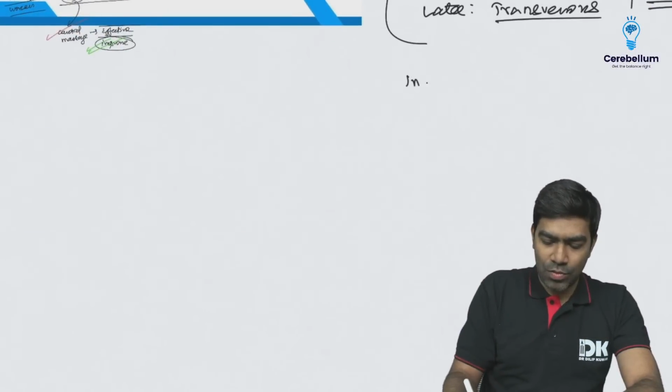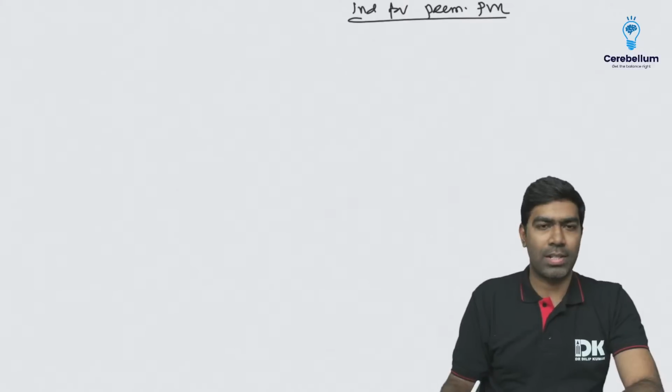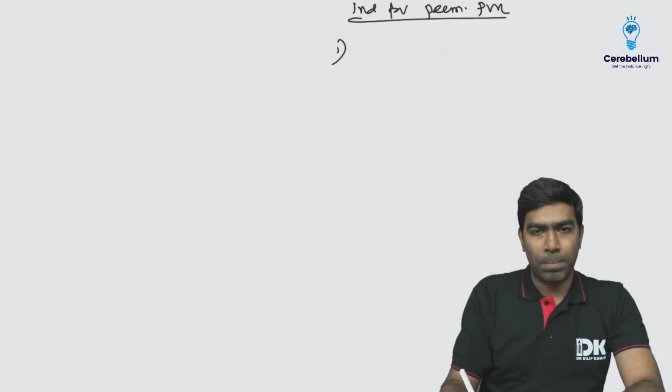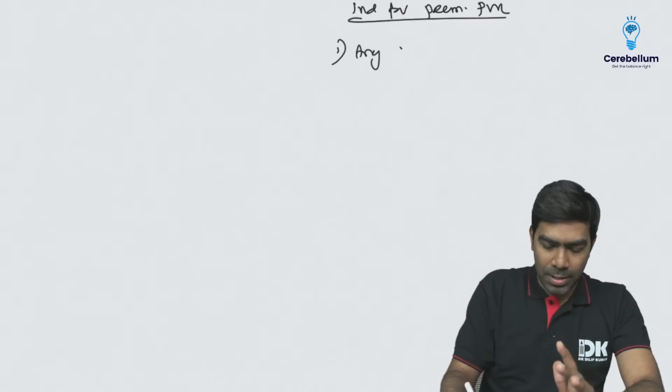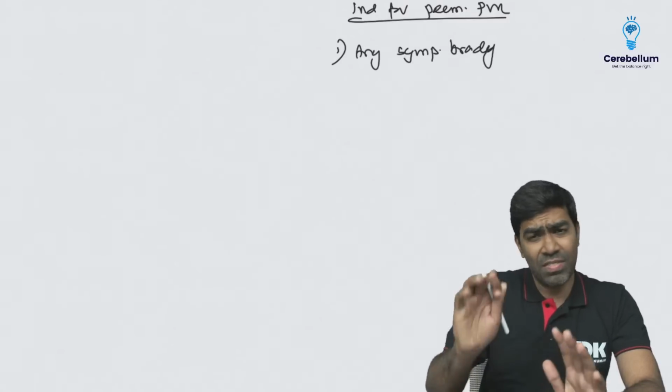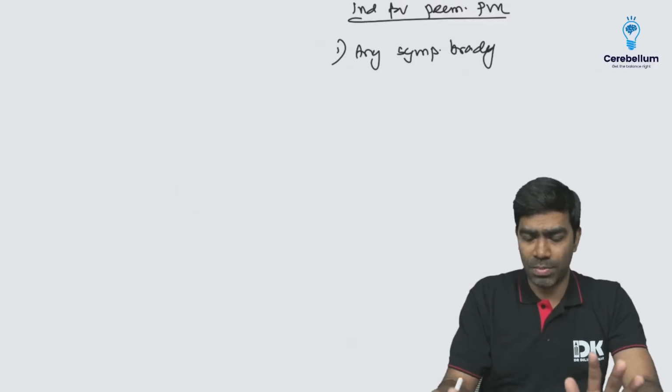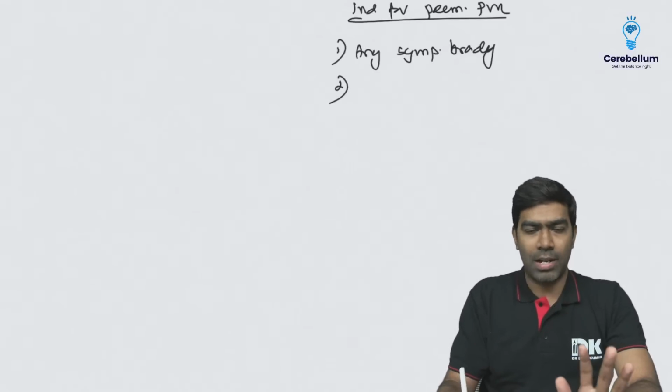what are the indications for a permanent pacemaker? These are the most important indications for PPM, permanent pacemaker, that you need to know for exams. Number 1, any symptomatic bradycardia. Any chronic symptomatic bradycardia is an indication for a permanent pacemaker, even if it's a sinus bradycardia.